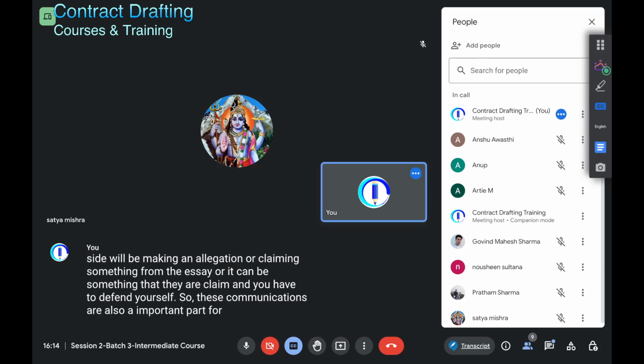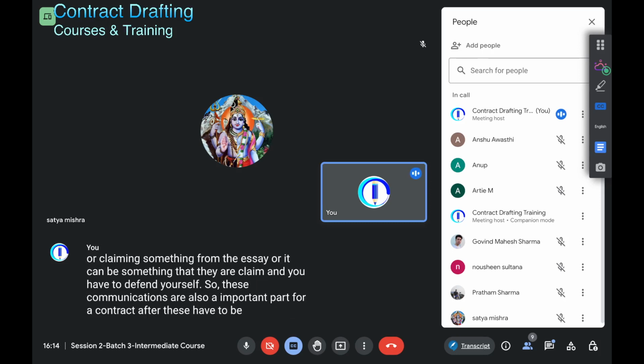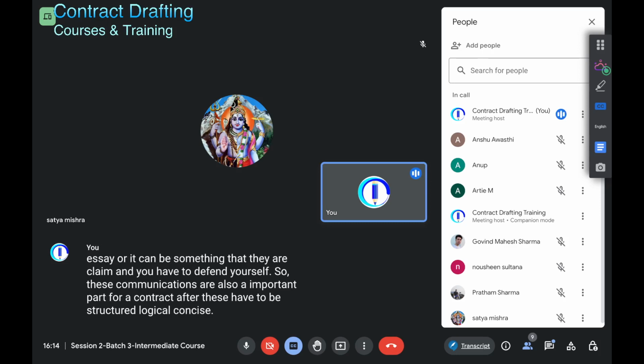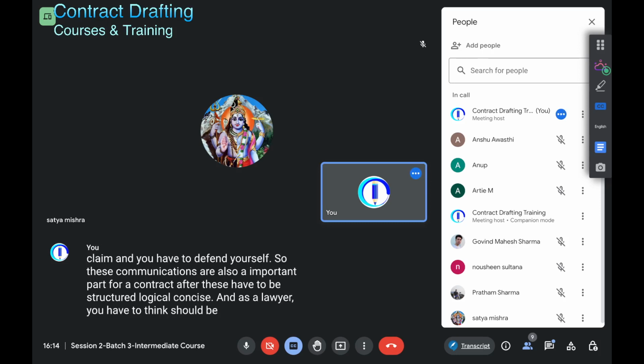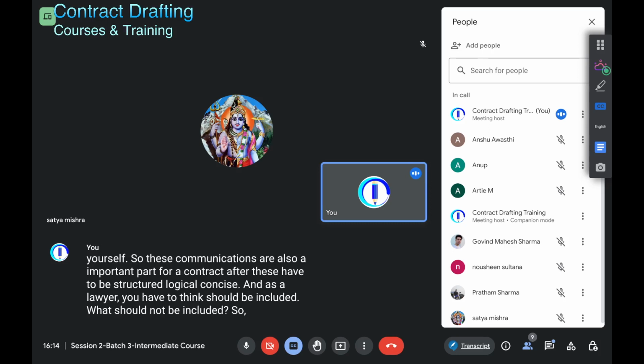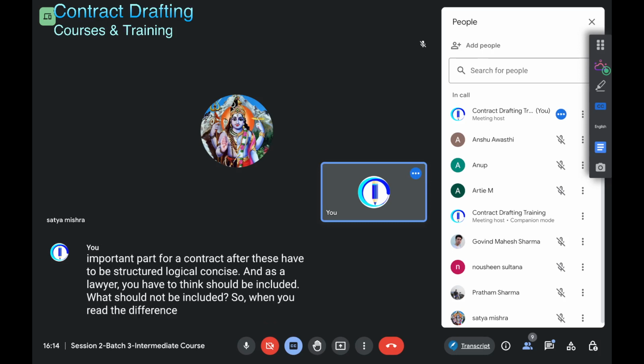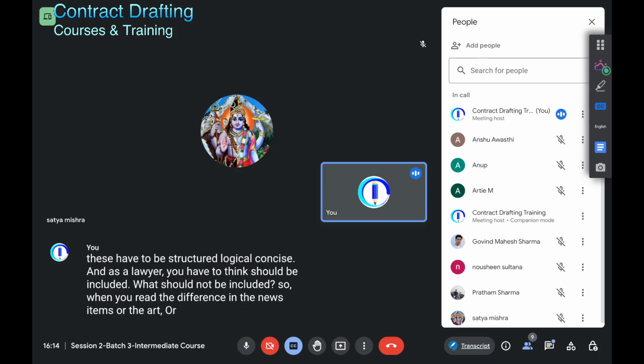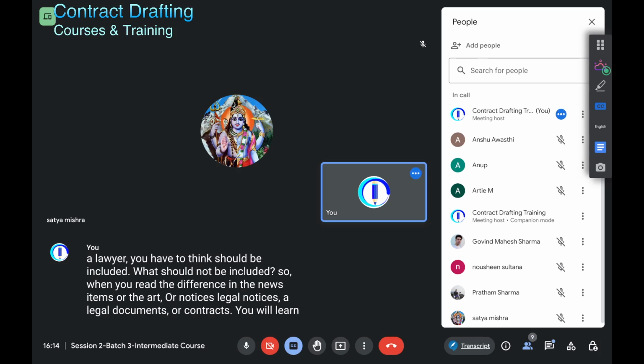These have to be structured, logical, concise, and as a lawyer, you have to think what should be included, what should not be included. So when you read the difference in the news items or the articles or notices or legal documents or contracts, you will learn many things. This comes with a lot of experience.